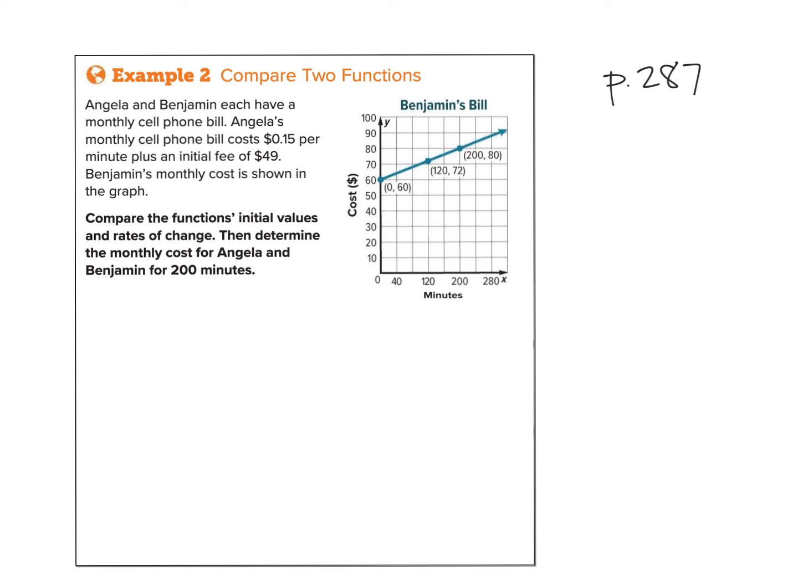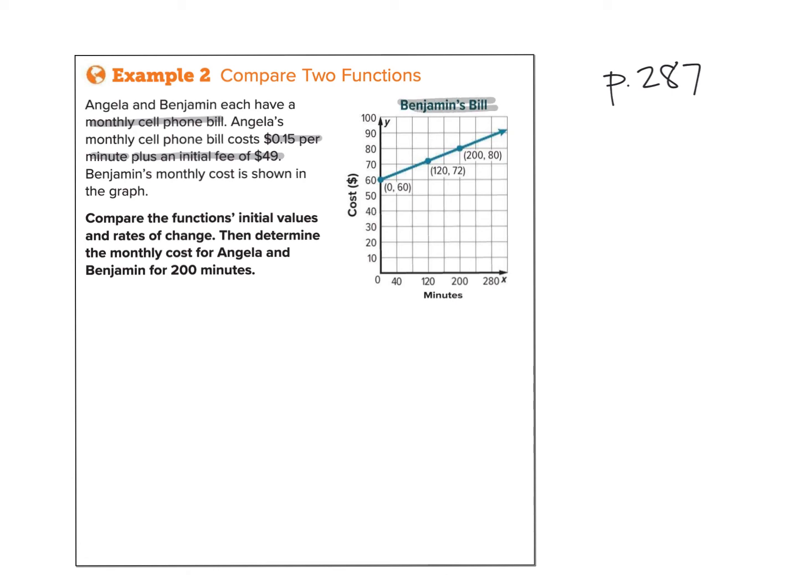If you would want to try this one on your own, you can, and then push play. So it says Angela and Benjamin each have monthly cell phone bills. Angela's monthly cell phone bill costs 15 cents per minute plus an initial fee of $49. Benjamin's cost is shown in the graph. So I've got Benjamin over here.